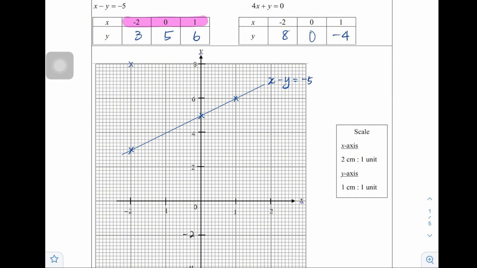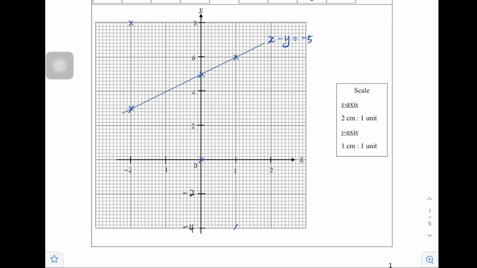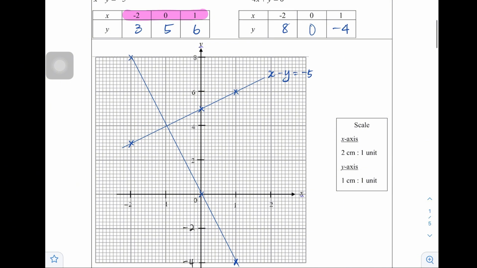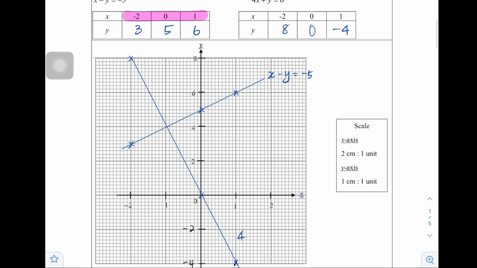-2 and 8 is right over here. 0, 0 is at the origin. And 1, -4 is right over here. So after I plot the 3 points, again, I should use my ruler and draw a straight line through the 3 points. And once I do that, I should proceed to label the equation, right, which in this case is 4x plus y equals 0.